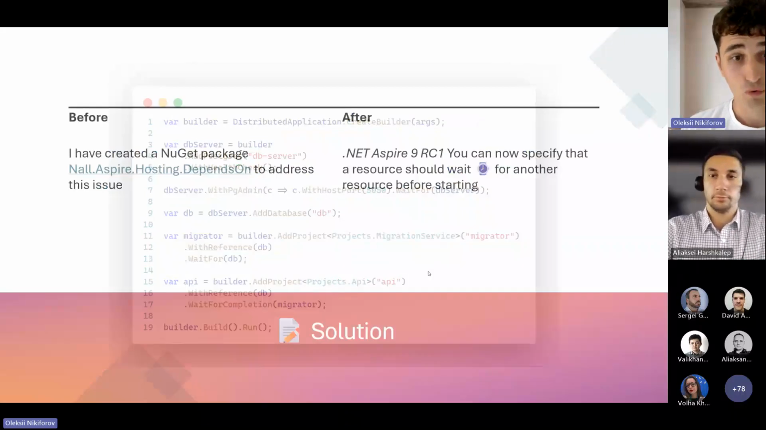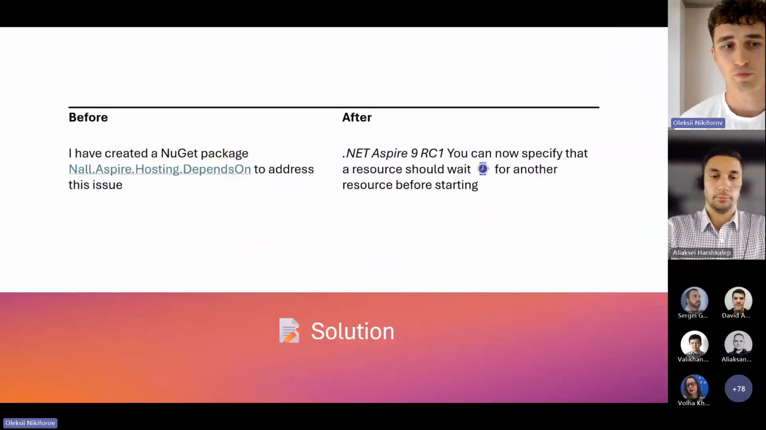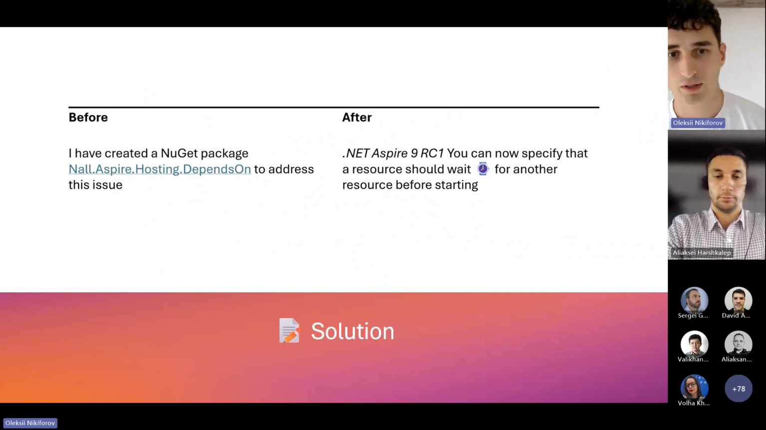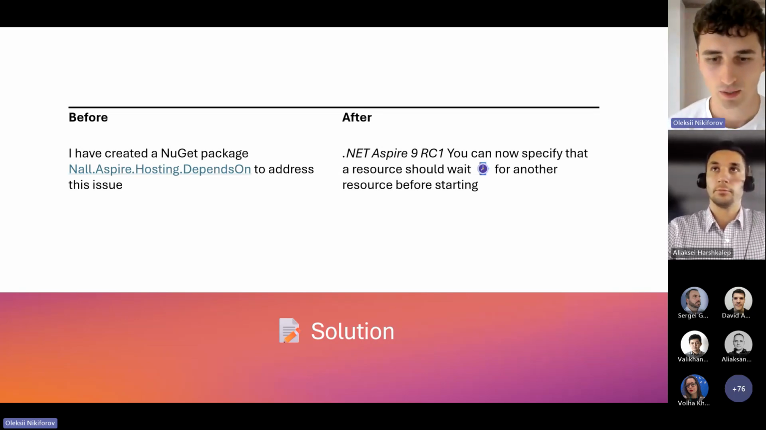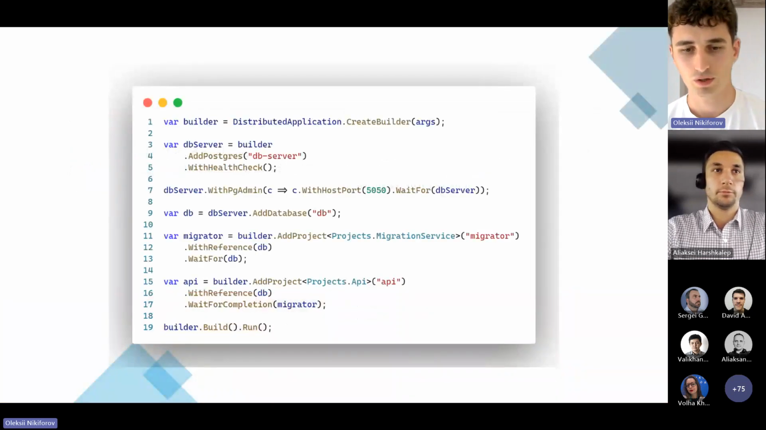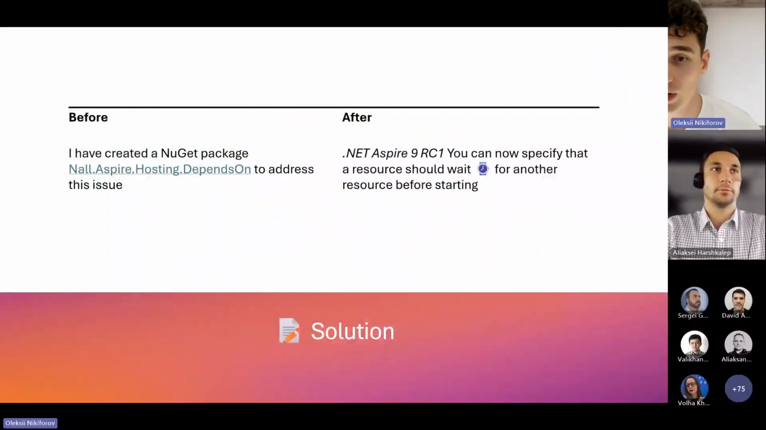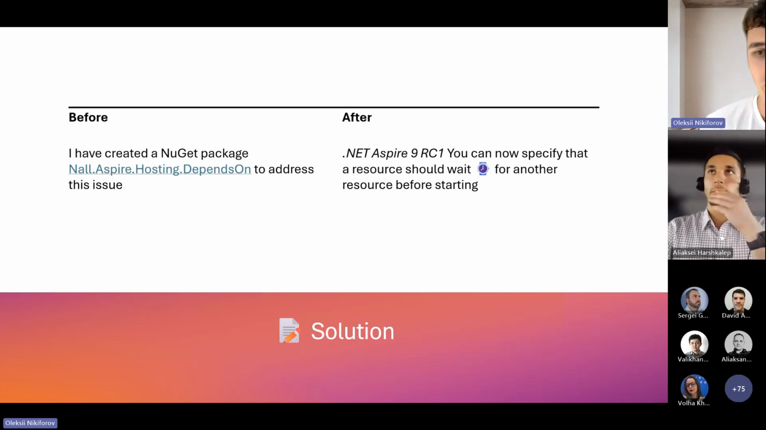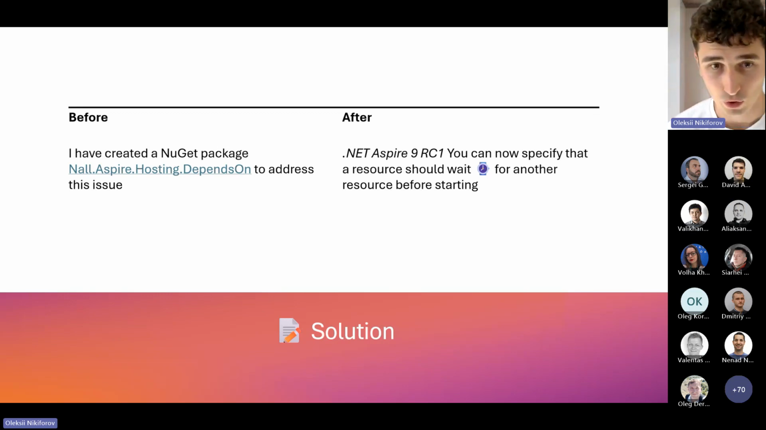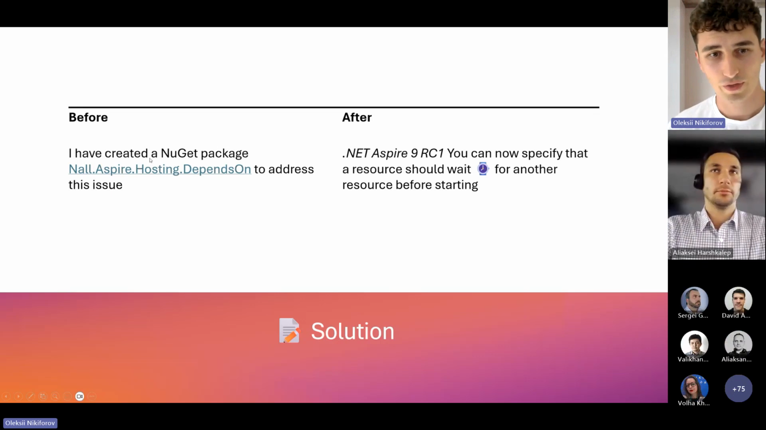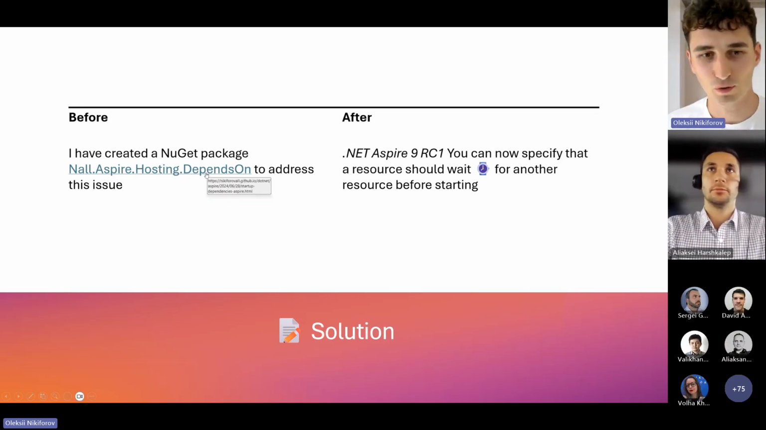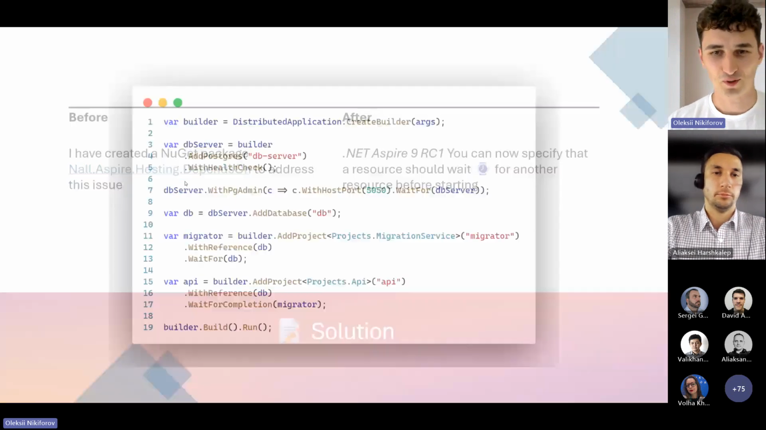And in Aspire 8, it was not possible to do it out of the box. So basically, I created such a package, called Aspire Hosting Depends On, and this is the code that uses this package. But it's built-in functionality in Aspire 9. And it's really great because it's one of the requested features for Aspire 9, and it really simplifies describing the application graph. You don't need to use this package, although you might want to give it a star anyway, if you want to.